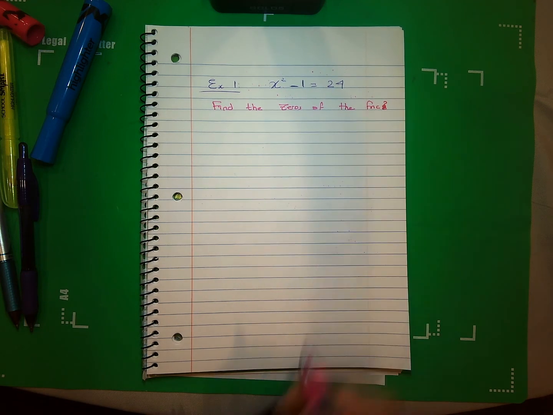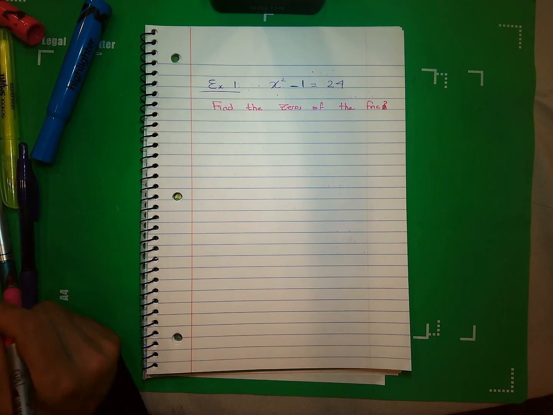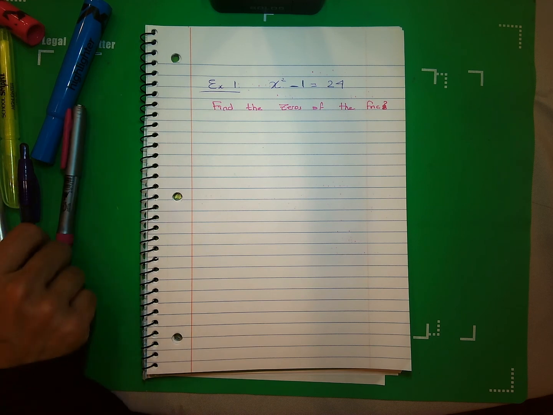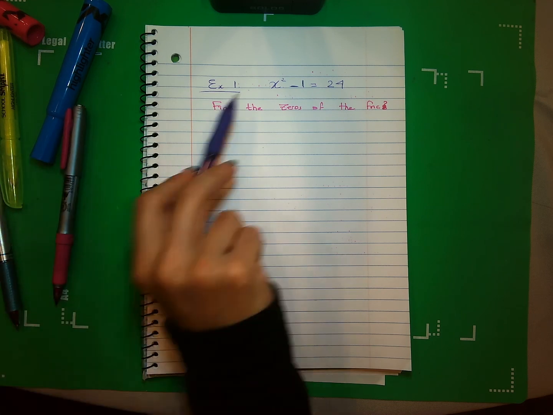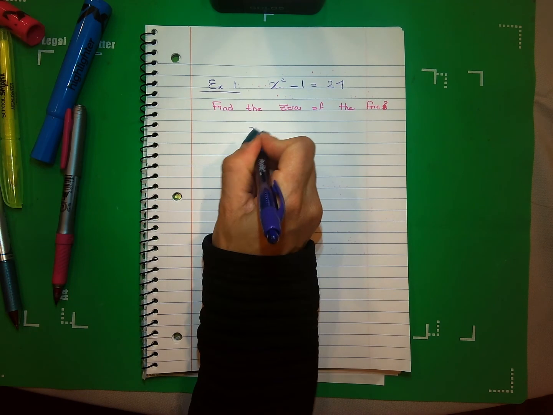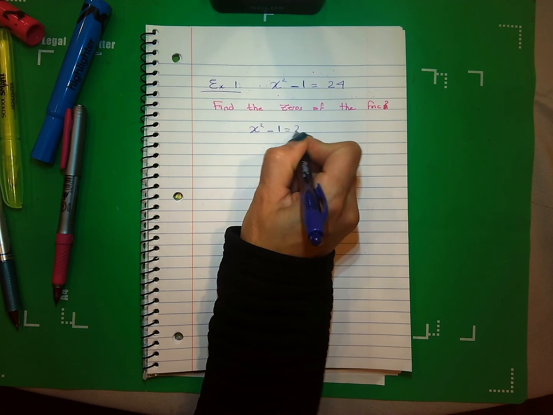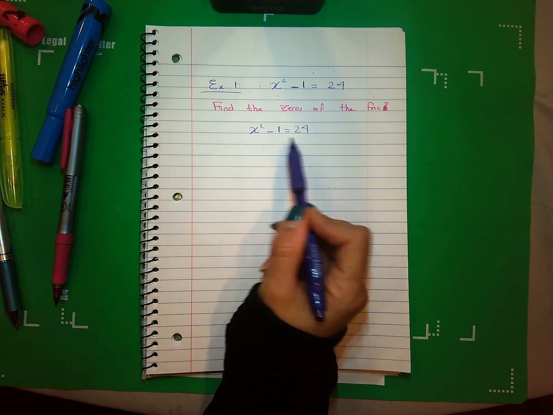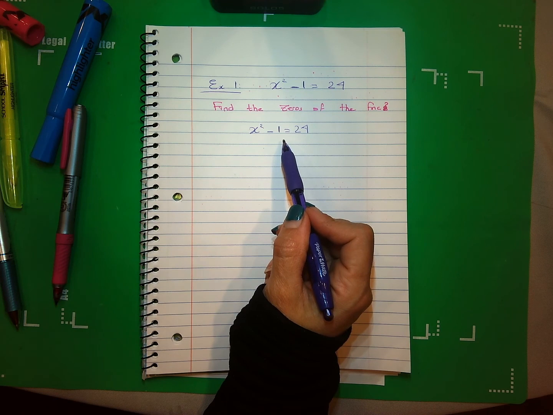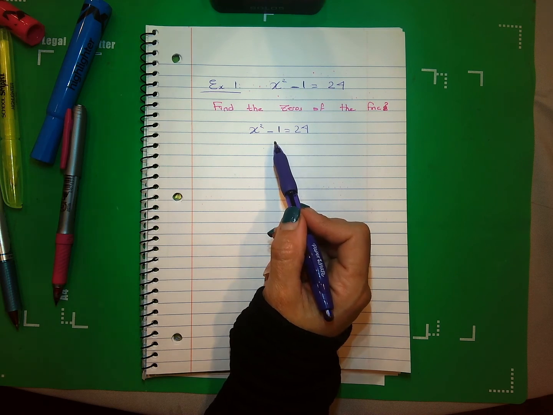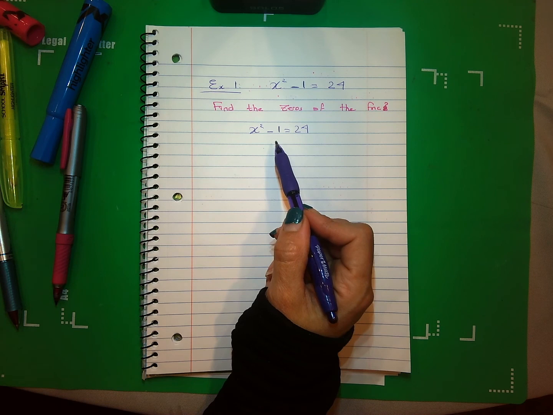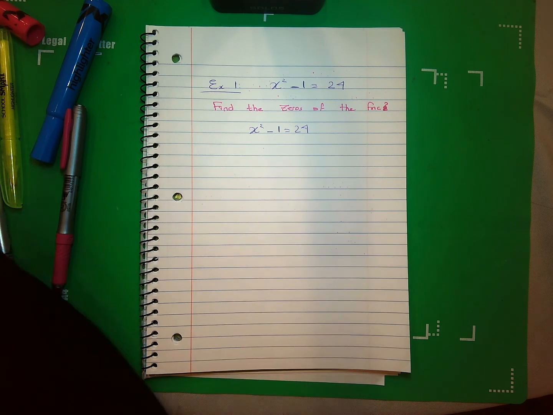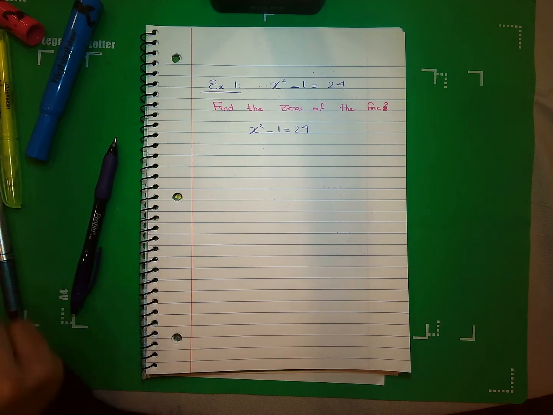All right, so what does it mean when we say find the zeros? I automatically know that this has to be set equal to 0. So what we're going to do, I'm going to write it down. x squared minus 1 equals 24. And I will look and I will see, oh, I have x squared and I have a constant. I do not have an x value, so that is a quadratic function. So what does that mean? That means I can solve it by the square root method.